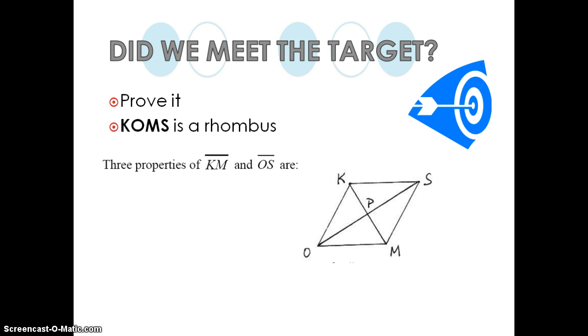KOMS is a rhombus. I want you to list 3 properties of KM and OS.